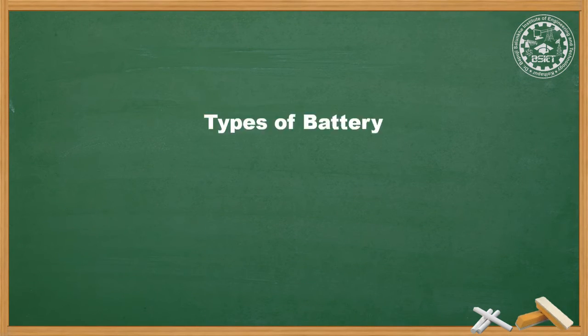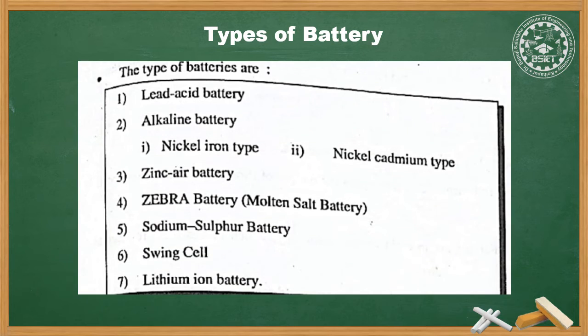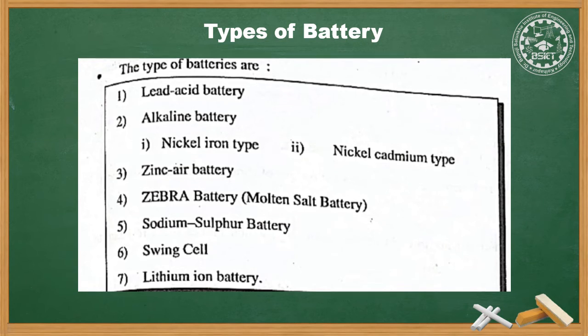The various types of batteries are as shown in the figure below. The very first or basic type is the lead acid battery, which is widely used in automobiles. Second is the alkaline battery, which is again of two types, nickel iron type and nickel cadmium type. Third is the zinc air battery. Fourth, the zebra battery. Fifth, the sodium sulfur battery. Sixth, the swing cell. And seventh, the lithium ion battery. The lithium ion battery is nowadays widely used in smartphones, mobiles, laptops, etc.